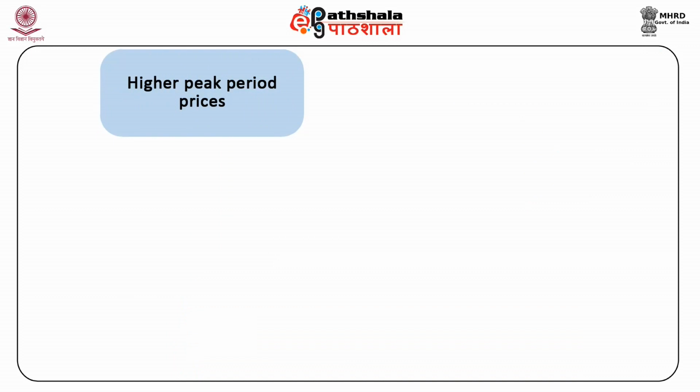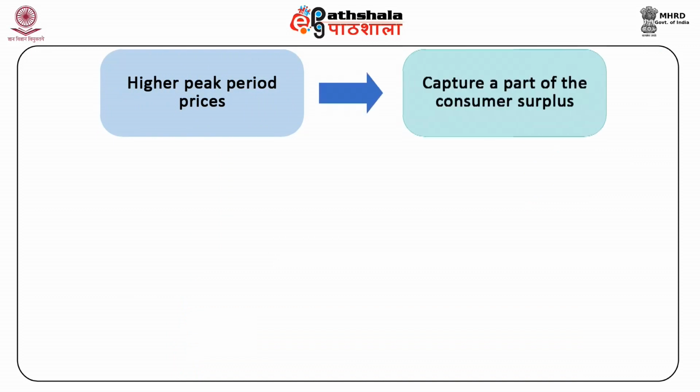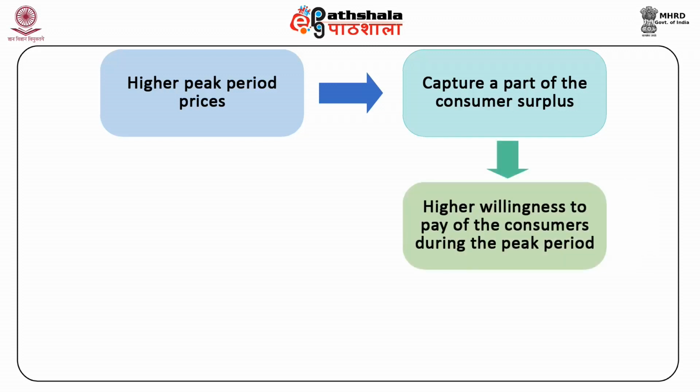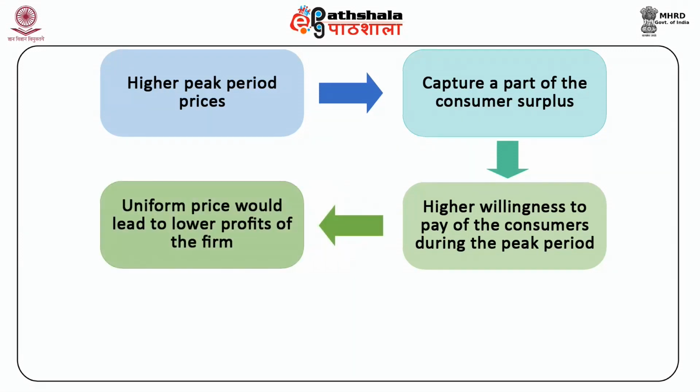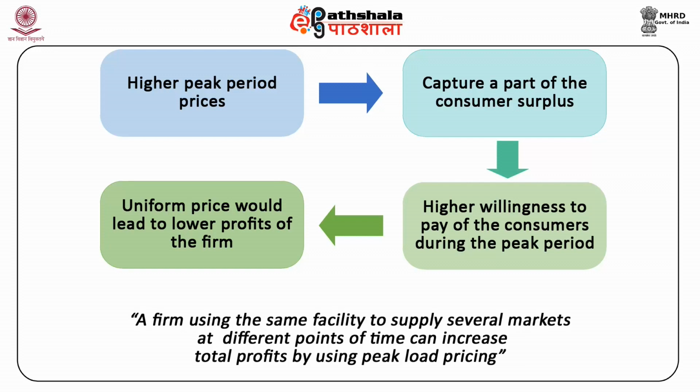With higher peak period prices, the firm is able to capture a part of the consumer surplus because of the higher willingness to pay of the consumers during the peak period. A uniform price would lead to lower profits of the firm. Hence, just like a firm selling in many markets can increase profits by using price discrimination, a firm using the same facility to supply several markets at different points of time can increase total profits by using peak load pricing.